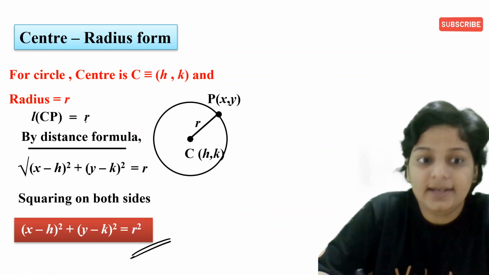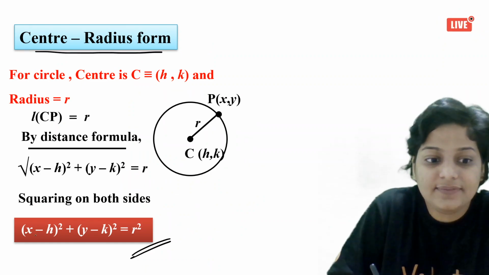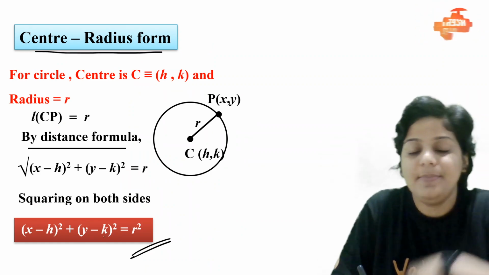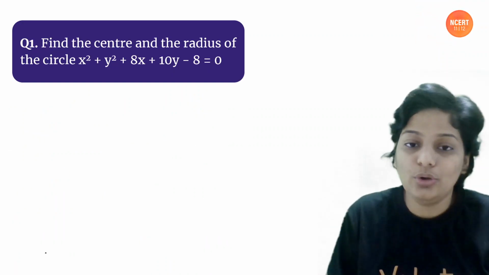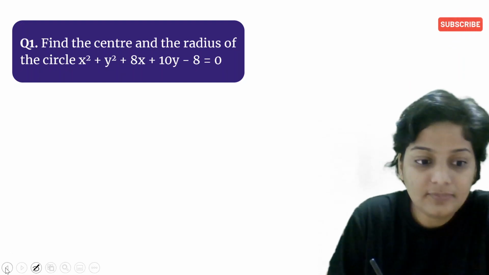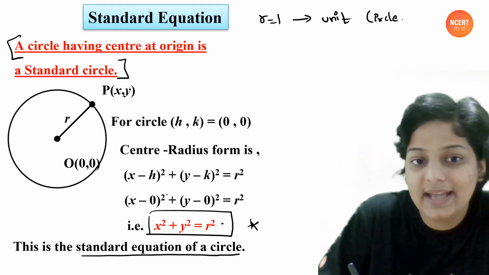This is the center radius form: (x minus h) whole square plus (y minus k) whole square equal to r². With this information, we are good to go to the questions. In general, I'll also tell you something extra.